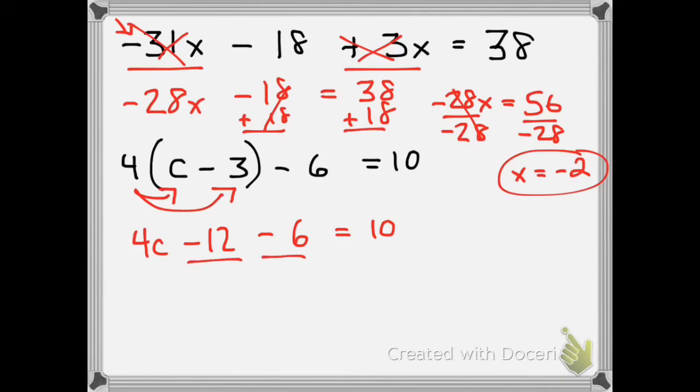Whereas before we could combine the coefficients and variables, now we can combine these constants. There's nothing for the 4c to combine with. Negative 12 and negative 6. Remember, go back to our lesson on adding and subtracting integers. That gives you a result of negative 18.